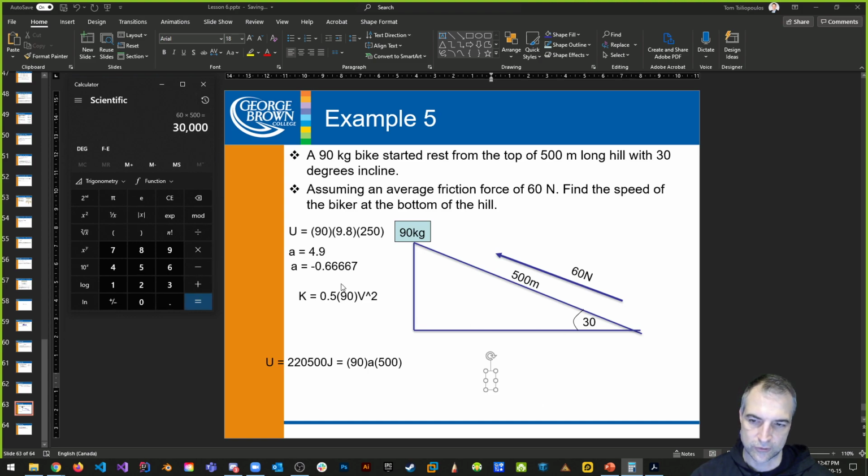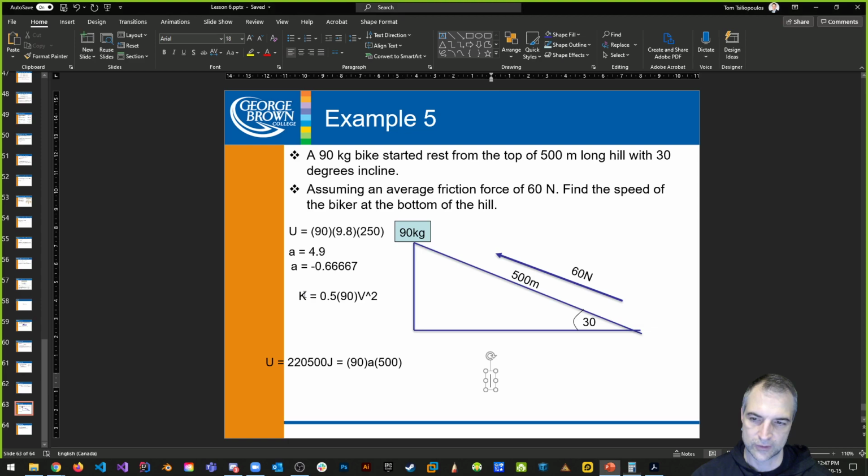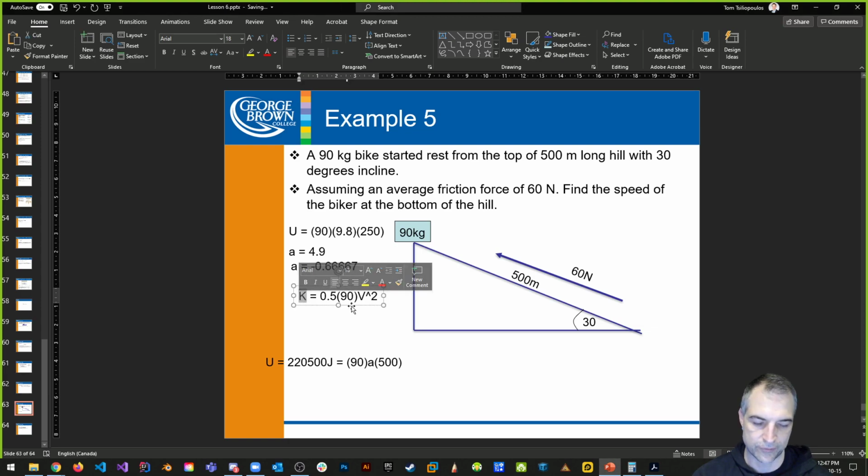So if I know it's 30,000 joules of energy, then I can just subtract it from my potential energy. I can take my potential energy, 220,500, minus the 60,000 joules of energy, which works out to be 160,500 joules. That's how much kinetic energy I have. 160,500 joules is what I have left over.